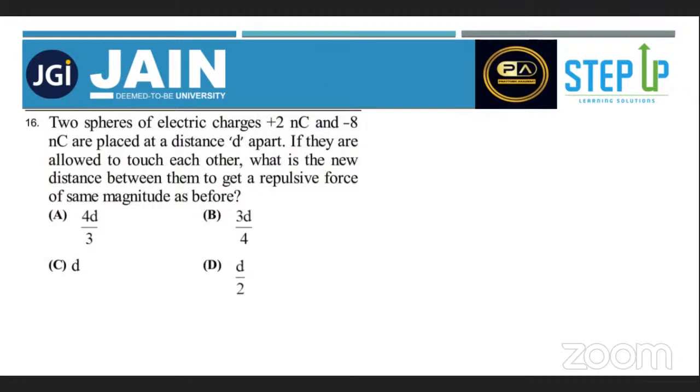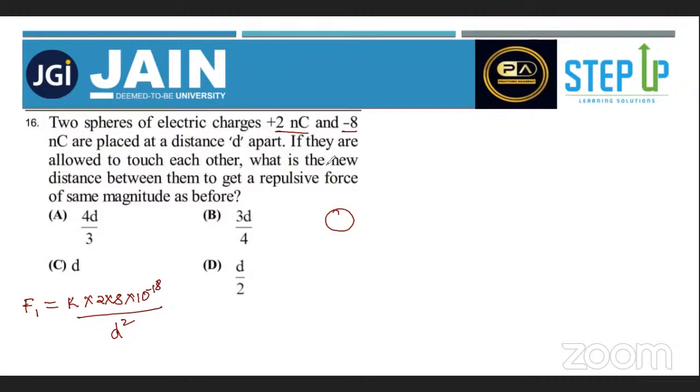Okay, let's see. There's a small concept in this. We have two spheres with electric charge plus 2 nanocoulomb and minus 8 nanocoulomb. Before they are in contact, let me write their electrostatic force, denoted F1. I can write it as K, the Coulombic constant, 9 times 10⁹, times 2 into 8, and because it's nanocoulomb, 10⁻⁹ times 10⁻⁹, which is 10⁻¹⁸, over d square. This is the first case.